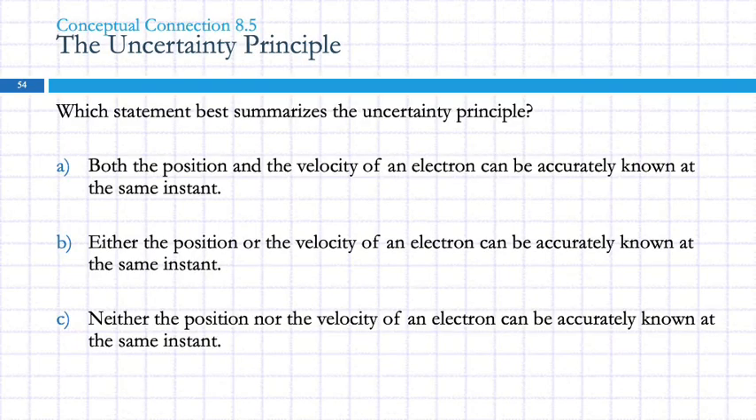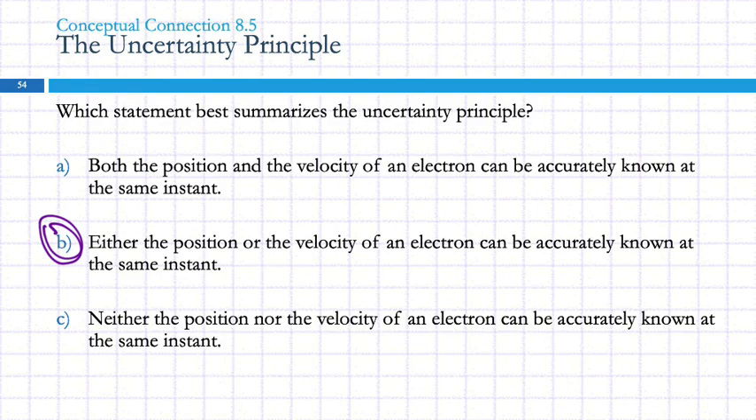So which statement best summarizes the uncertainty principle? A: Both the position and the velocity of an electron can be accurately known at the same instant. B: Either the position or the velocity can be known at the same instant. C: Neither the position nor the velocity can be accurately known. A, B, or C? I think the train said B. The answer is B.